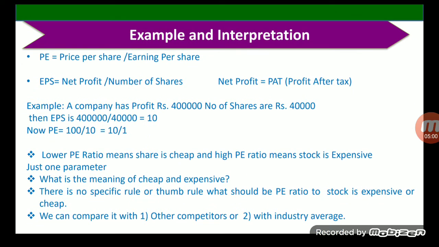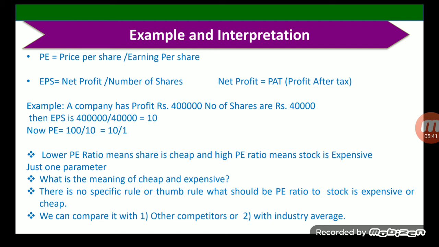Again, I revise it. P ratio is equal to price per share divided by earning per share, and earning per share is equal to net profit divided by number of shares. So net profit is equal to PAT, profit after tax. Let us take the example. A company has profit, suppose 4 lakh, and number of shares are 40,000. If we calculate EPS, net profit, that is 4 lakh divided by number of shares, 40,000, is equal to 10.